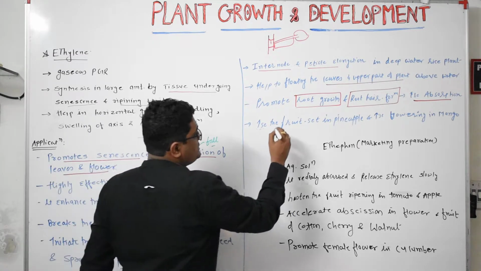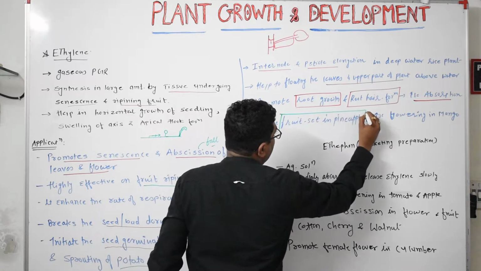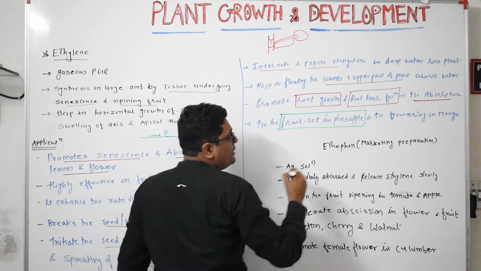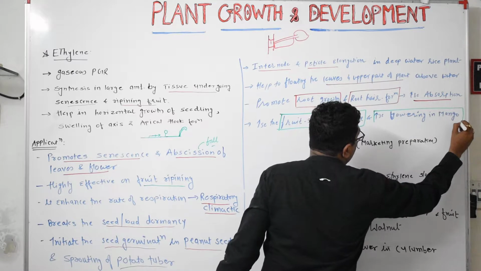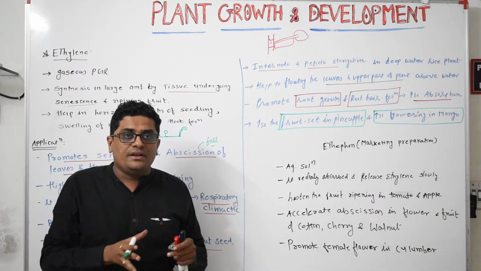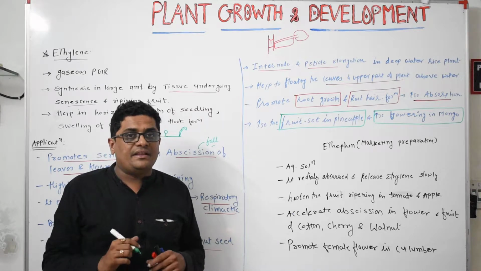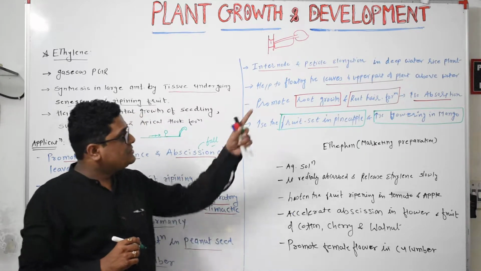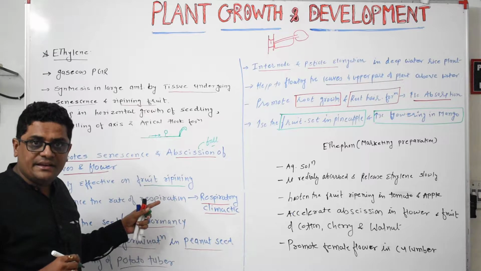Ethylene is responsible for fruit set in pineapple, and it also increases flowering in mango. Ethylene is responsible for setting the fruit in the pineapple and flowering in the mango. Clear? So these are the applications of ethylene.